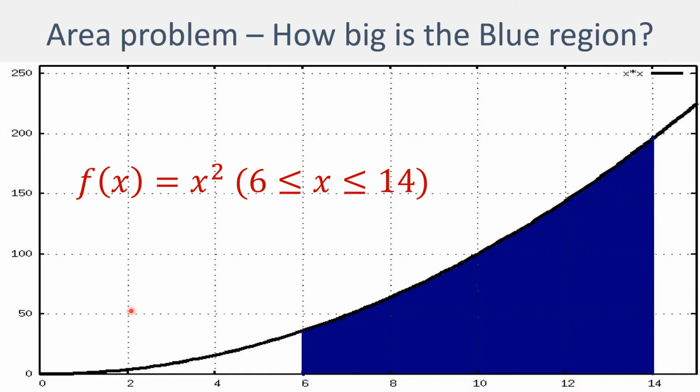So we have some function. In this case, the function f of x is x squared. We've drawn how that function behaves, this curve here. And what we want to know is the area spanned by that function, by this curve, between two particular points, in this case 6 and 14. So we want to know, in simple terms, what's the area of this blue region here.